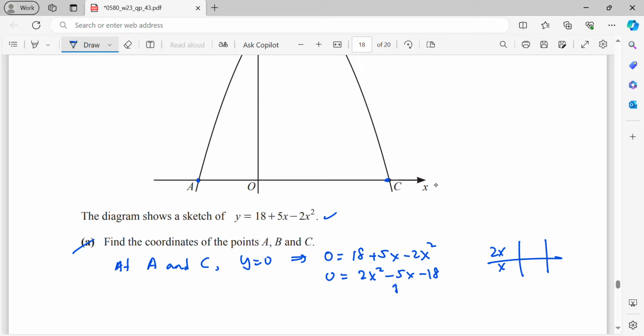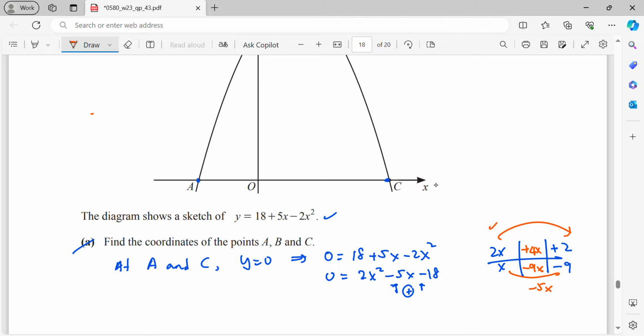But because of the minus 5x here, I need to get, you see, this is minus, here is minus. I know that minus times plus will be minus. So I will have minus and plus signs: plus 2 and minus 9. So when you multiply, it will be positive 4x, and minus 9x. So the total for the middle is minus 5x.